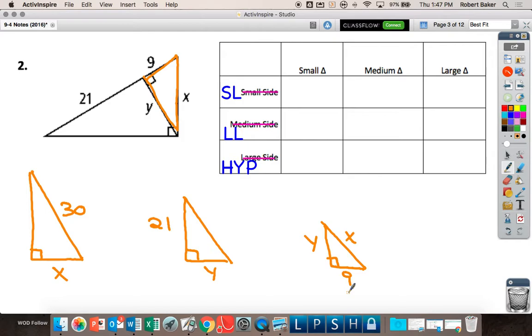So I can fill out my chart if I wanted to. The small triangle has a short leg of 9, a long leg of Y, and a hypotenuse of X. My medium-sized triangle has a short leg of Y, a long leg of 21, and a hypotenuse of blank. The large triangle has a short leg of X. It does not have a long leg, but it's got a hypotenuse of 30.